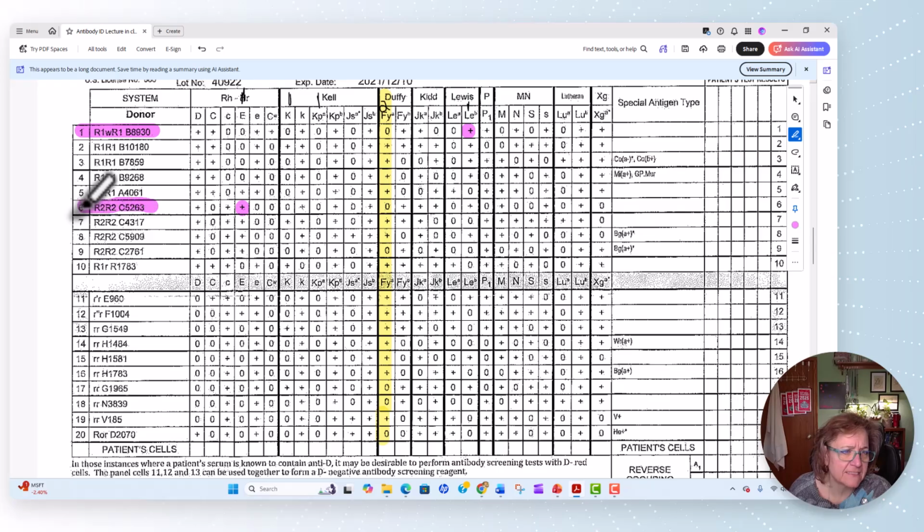And then we still need to find a big K and a KPA. So nope, not there. Here's one down here. So here we have one that's negative for Duffy A, but positive for K. Still negative for KPA, but that's okay. We're going to go ahead and highlight that one. And you can see here we don't have any, actually this whole select cell panel isn't positive for KPA.